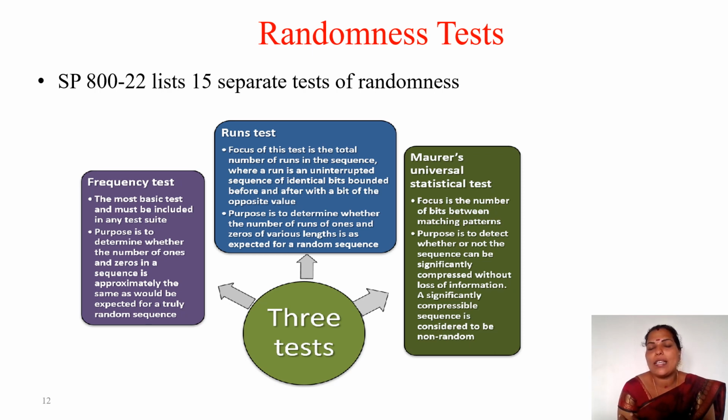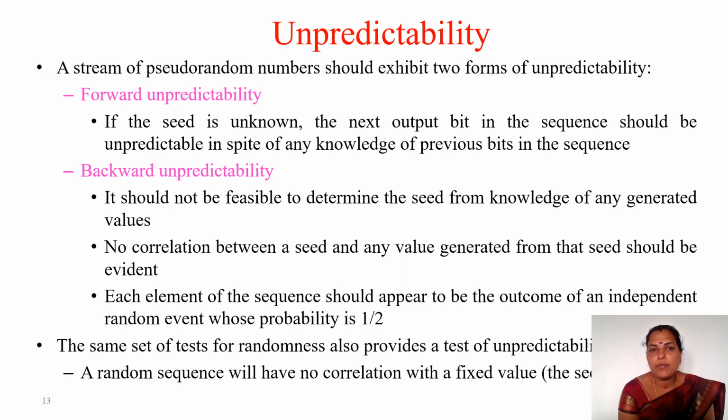In addition to these 3 tests, some more 12 tests are there in SP 822. Next is the unpredictability characteristic. That is, a stream of pseudo random numbers should exhibit 2 forms of unpredictability. One is forward unpredictability and another one is backward unpredictability.